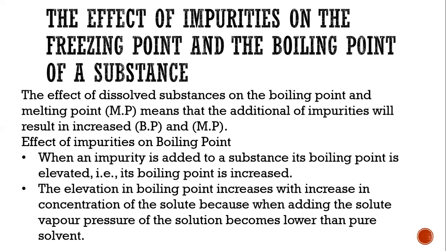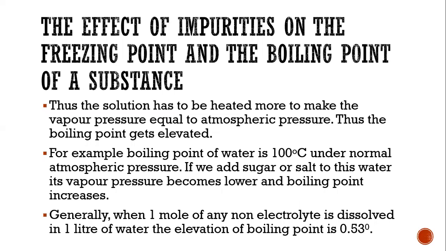Now let's start with the effect of impurities on the boiling point. When an impurity is added to a substance, its boiling point is elevated. This means that its boiling point is increased. The elevation in boiling point increases with the increase in the concentration of the solute. Basically, when adding the solute, the vapor pressure of the solution becomes lower than that of the pure solvent. From there you can see that the solution has to be heated more to make the vapor pressure equal to the atmospheric pressure. That is, the boiling point is elevated.